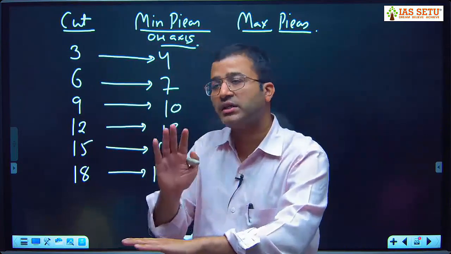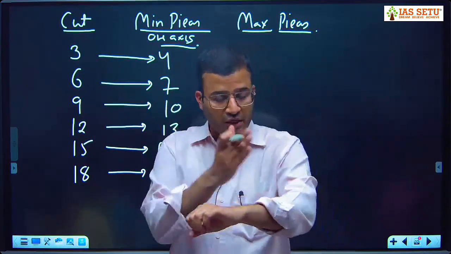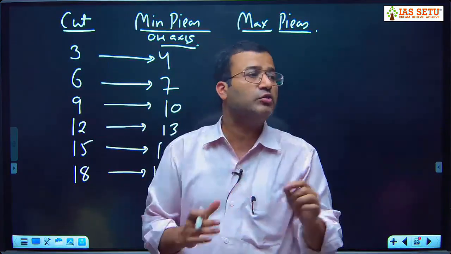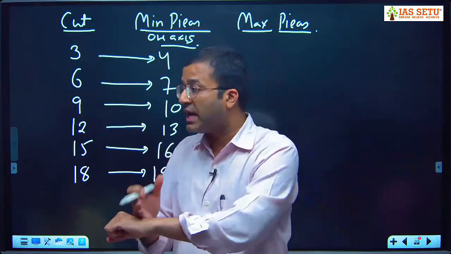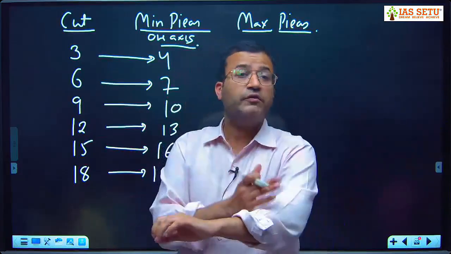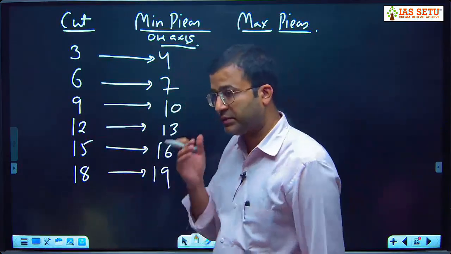3 cuts on one axis, 4 pieces. 6 cuts, if you put 6 cuts you get 7 pieces. If you make 9 cuts you get 10 pieces. If you make 12 cuts you get 13 pieces.